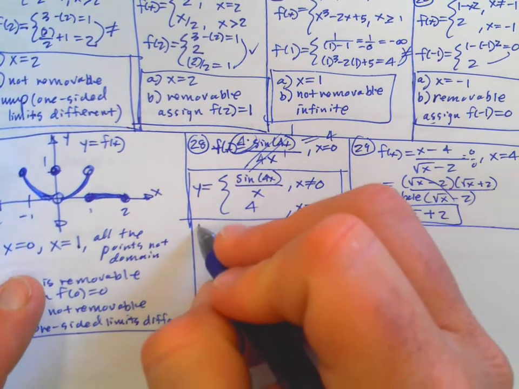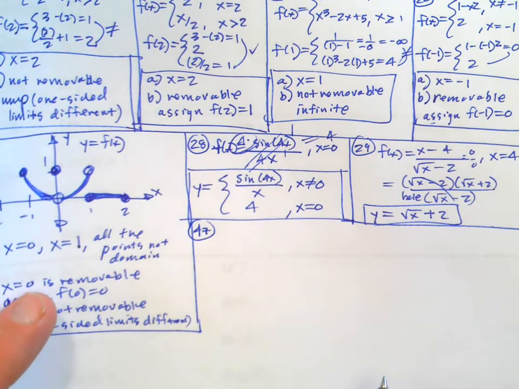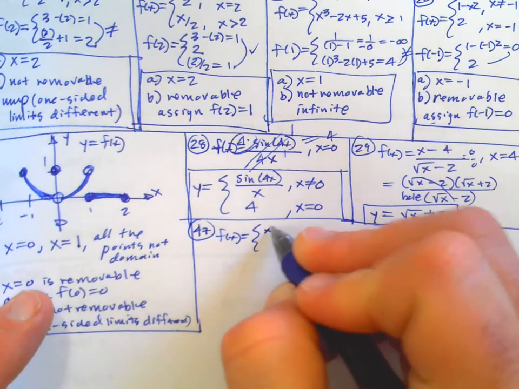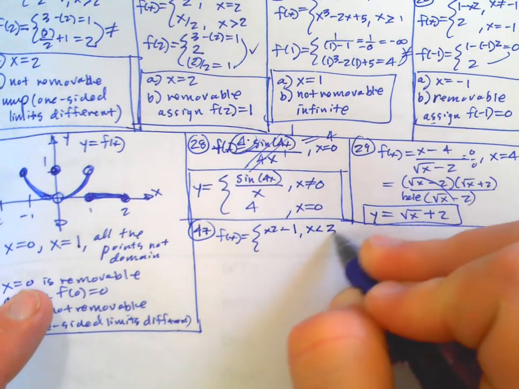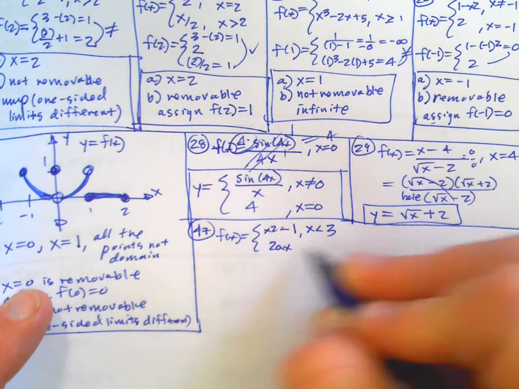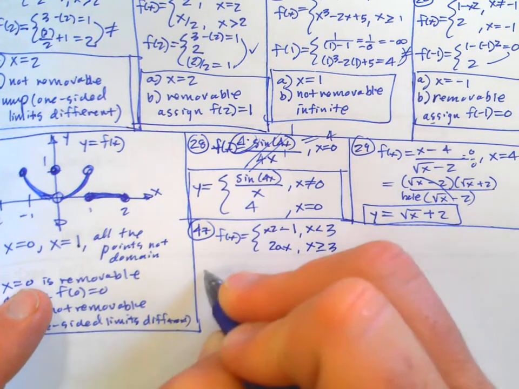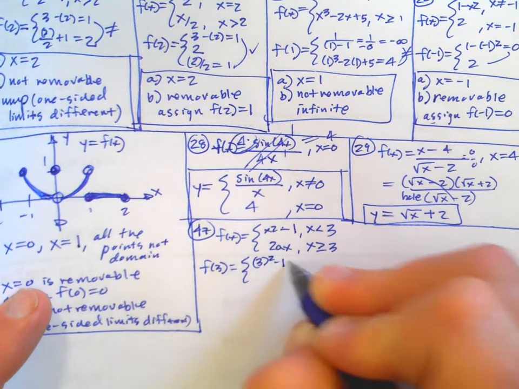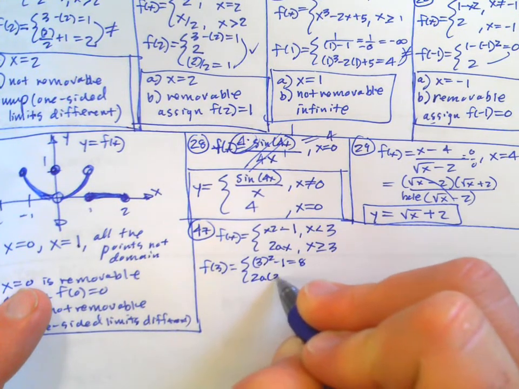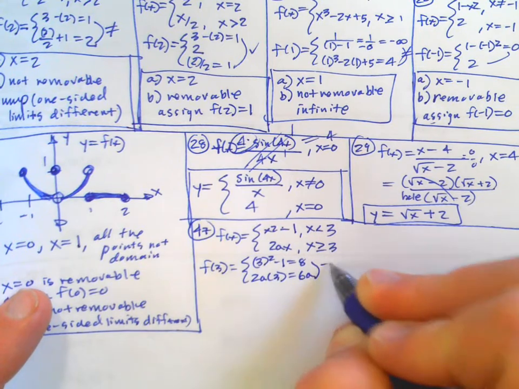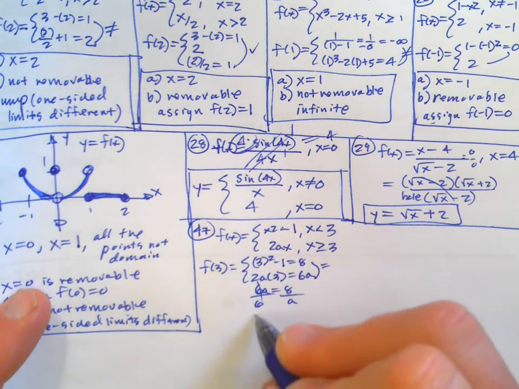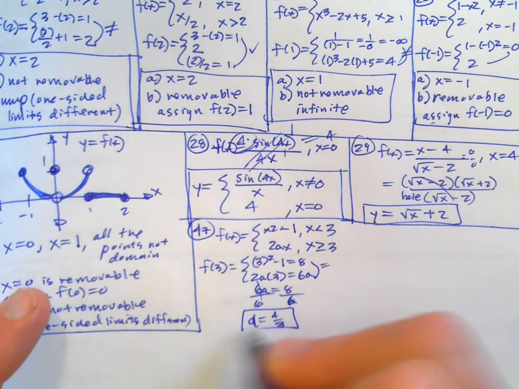47 says find a value for a so that the function is continuous. So you're given a piecewise function, and the issue is at 3. So I'm going to just plug 3 in. Okay, well, this would be 3 squared minus 1, which would be 8, and this would be 6a. For this to be continuous, they need to be equal to each other. So I'm going to set them equal to each other and solve. So a should equal 4/3 for this function to be continuous.